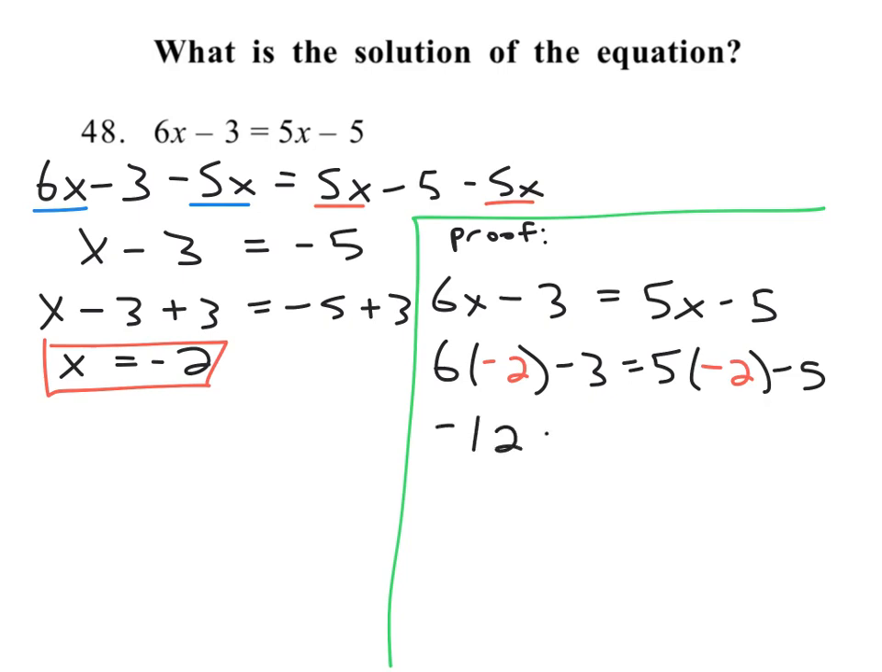Multiplying these together, we get negative 12 minus 3 equals negative 10 minus 5. And when we combine them together, we get negative 15 equals negative 15. Checks out. There, we're done.